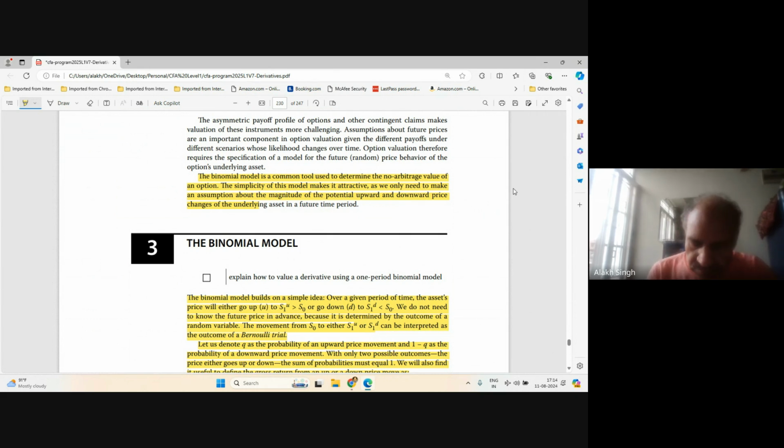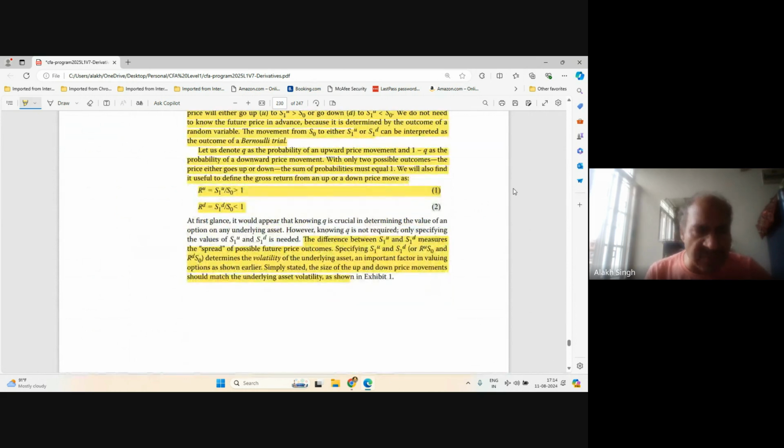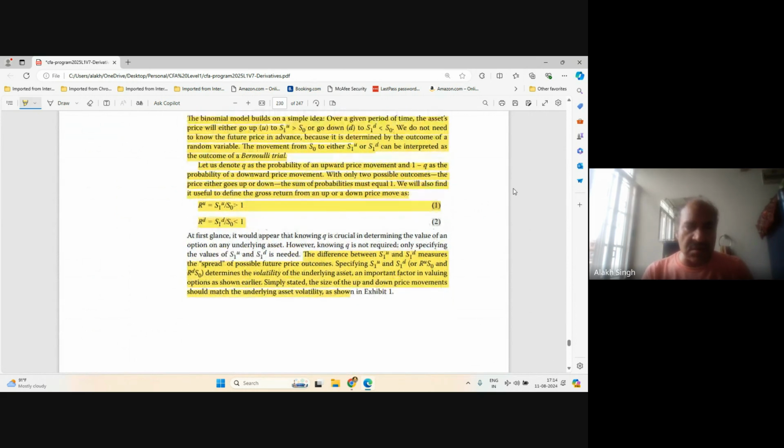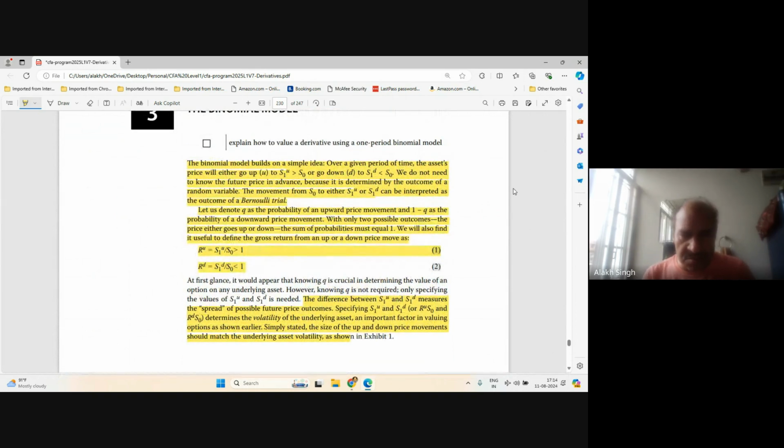So this binomial model is not very difficult, and you will really like it and learn it soon. Any stock can go up or down. Right now it is period 0, and in period 1 it can go up or down.